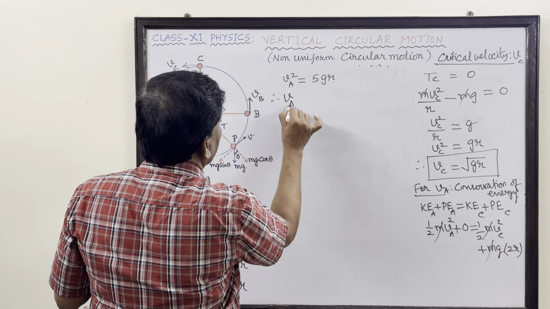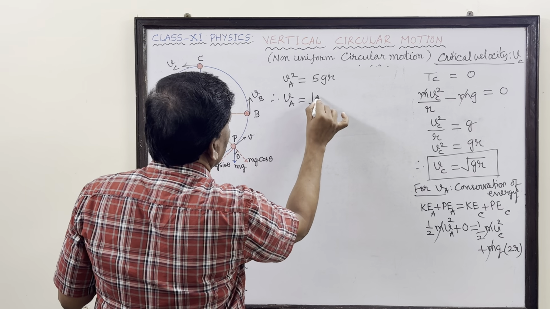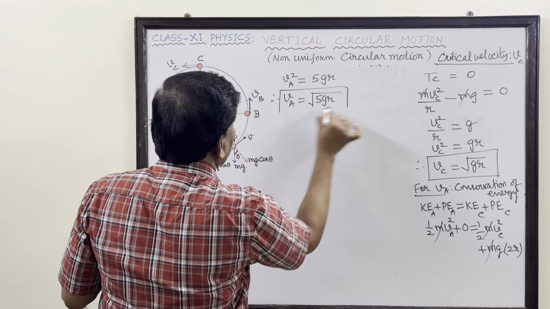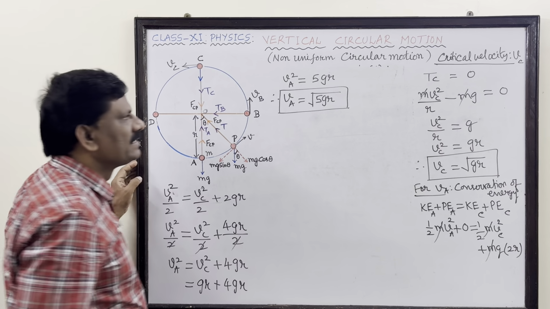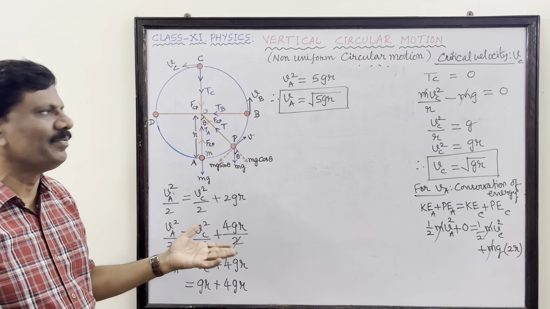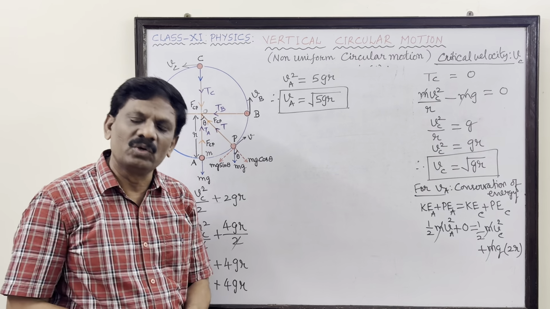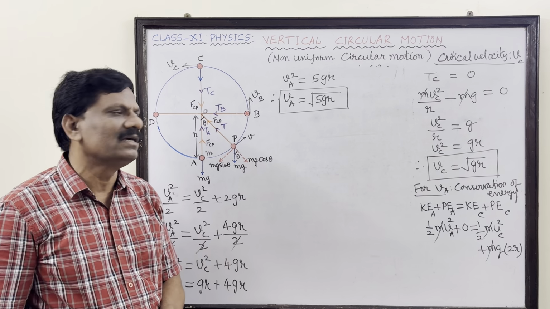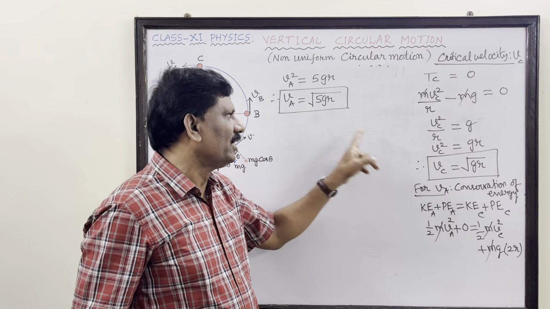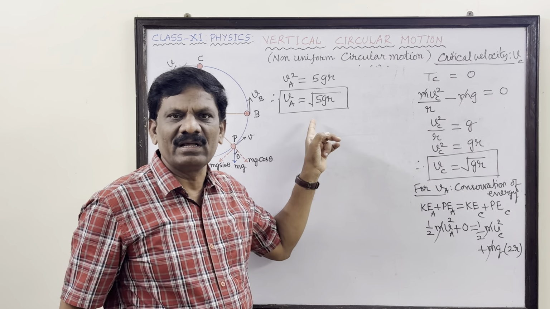Therefore, VA is equal to what? Square root of 5GR. So this is again very important. This is the critical velocity at the lowest point. Lowest point, what will be the velocity? Will be equal to root of 5GR. Understand? So at the highest point it is square root of 1GR. At the lowest point it is square root of 5GR.